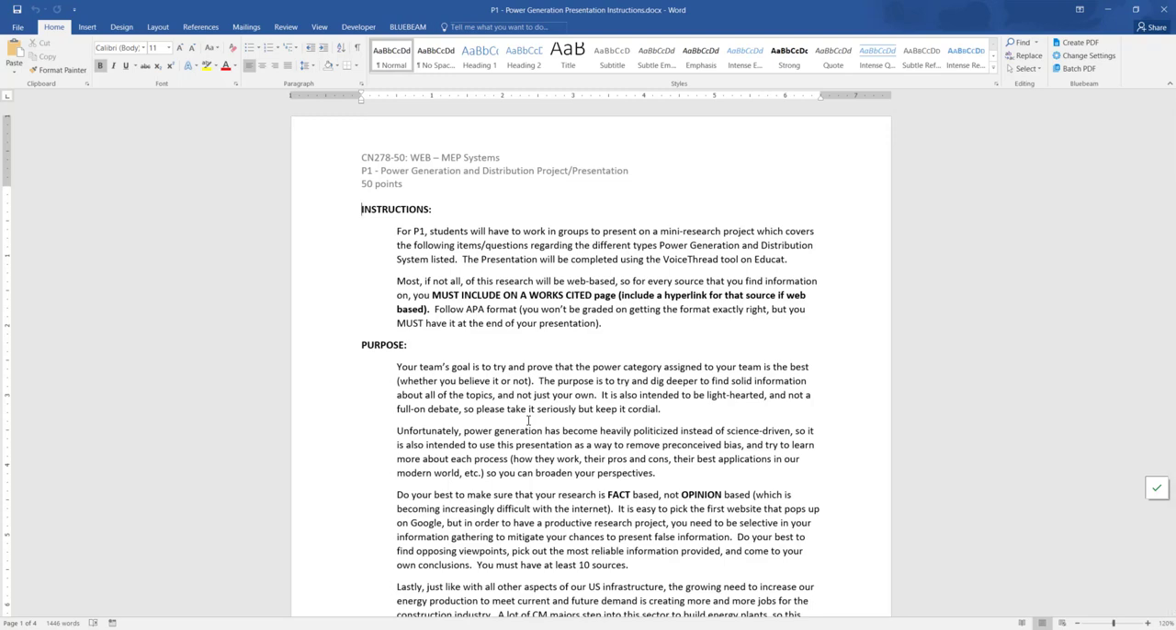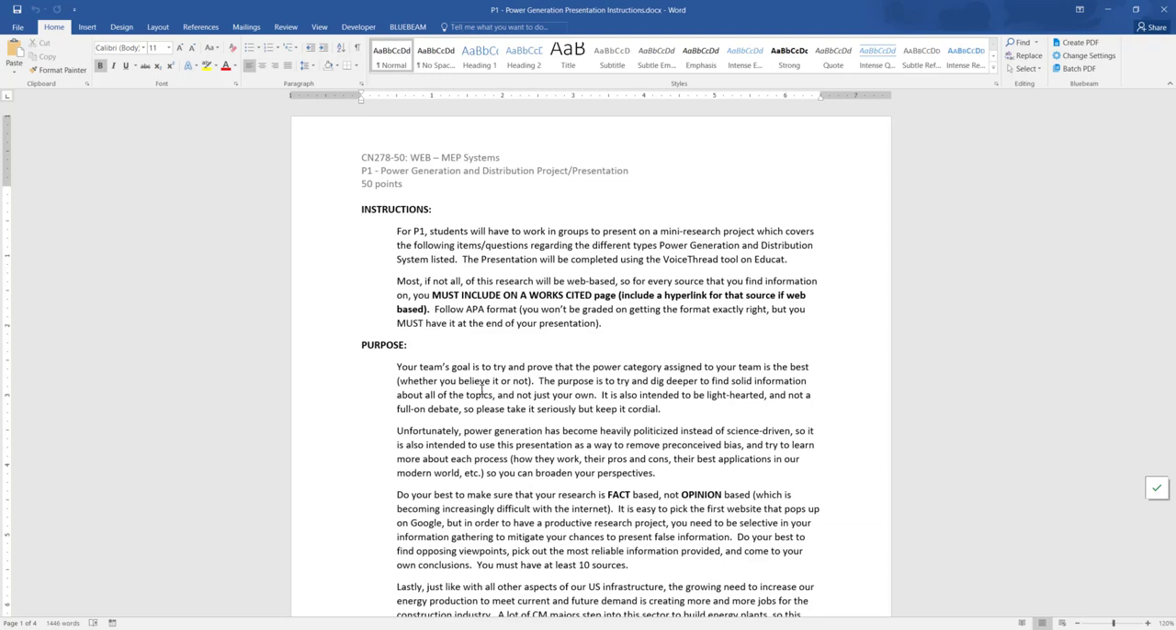What we're really trying to do is prove that whatever your category is the very best, whether you believe it or not. The reason I do it that way is over the last several years of teaching this content and doing the research, if you are trying to prove yours is the best, you end up getting into a little bit more depth on all of them because you have to compare and contrast.